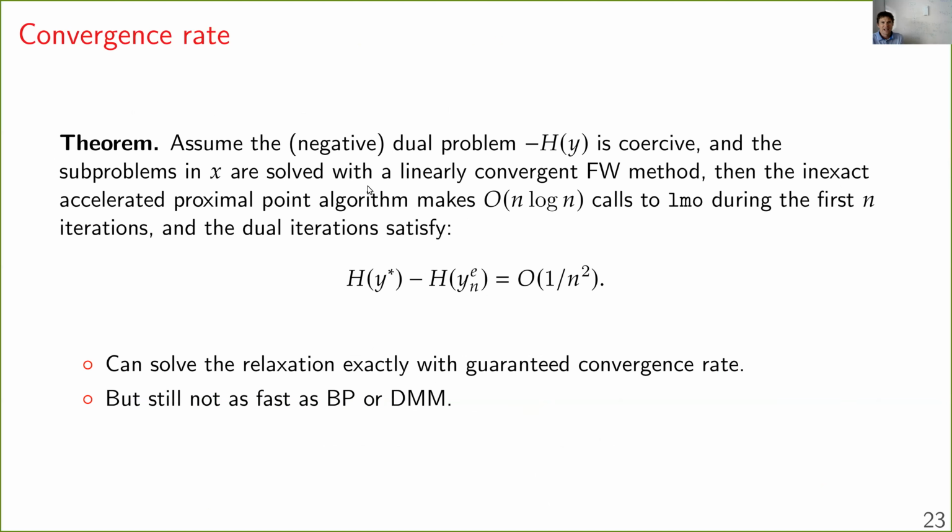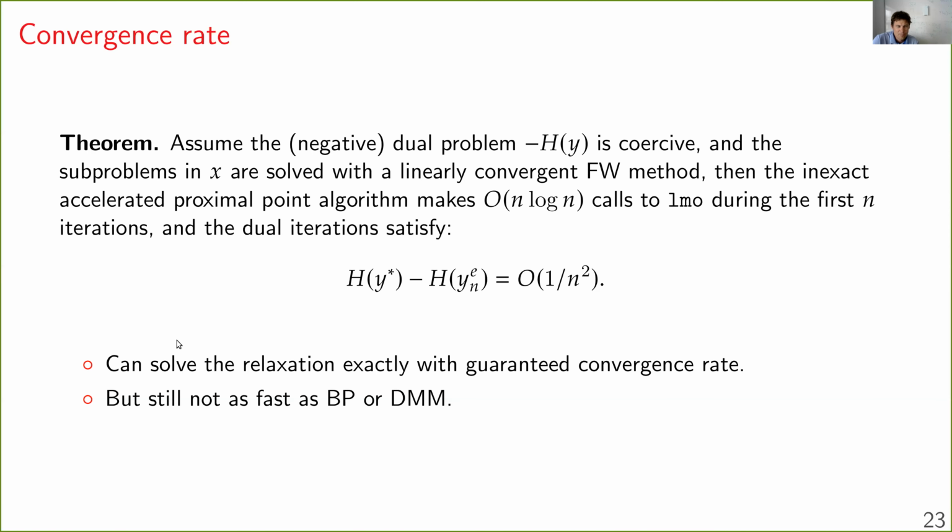So what we assume is that the function minus h of y is coercive. And we also assume that the subproblems in x are solved with a linearly convergent Frank-Wolfe method, one of the many variants. Then we can show that the inexact accelerated proximal point algorithm makes n log n calls of the LMO, for example, dynamic programming in the case of Markov random fields, during the first n iterations, and the dual iterates then satisfy this 1/n squared convergence rate. Here this iterate y_n^e is just an ergodic combination of previous iterates.